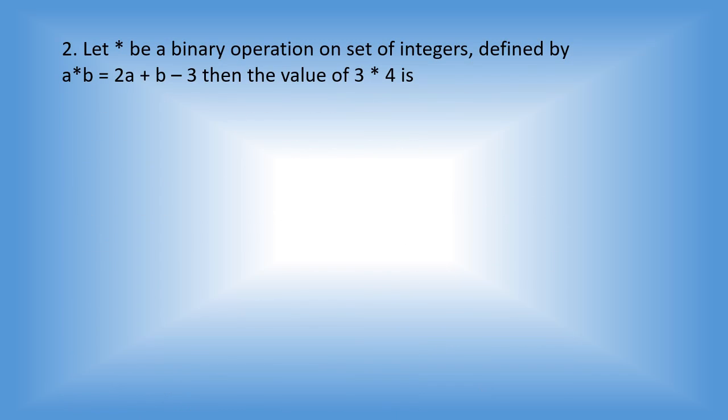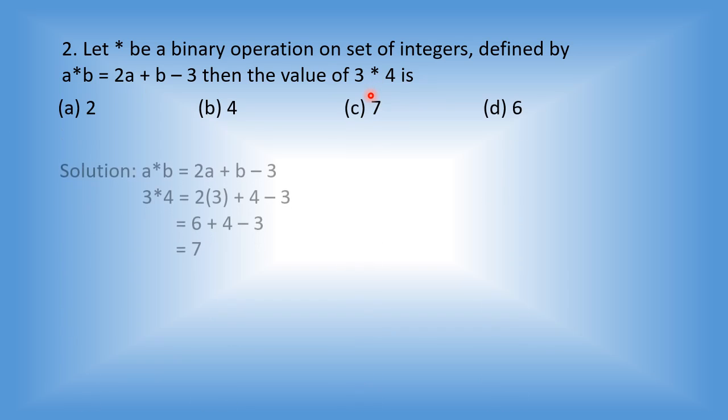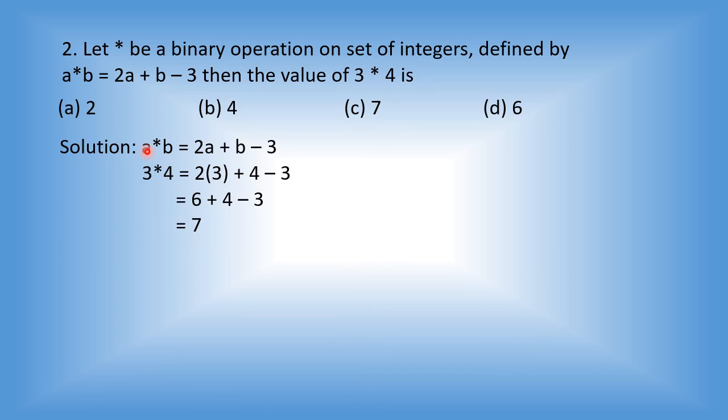The second question: let star be a binary operation on the set of integers defined by a star b is equal to 2a plus b minus 3. Then the value of 3 star 4 is. Using this definition, we directly substitute the values. Given that a star b is 2a plus b minus 3, in place of a we put 3, in place of b we write 4. After simplification, you will get 7. This is a simple question. So the answer will be option C.